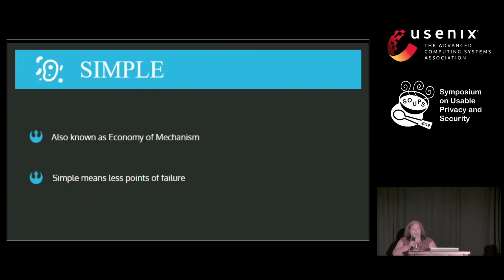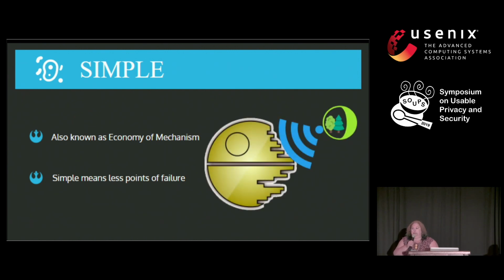Starting at the top, simple, which should also be known as economy of mechanism, means fewer points of failure. The Empire didn't do so well following that one when it created the second Death Star and that complicated shield on the moon of Endor. Too many places things can go wrong, and they did.